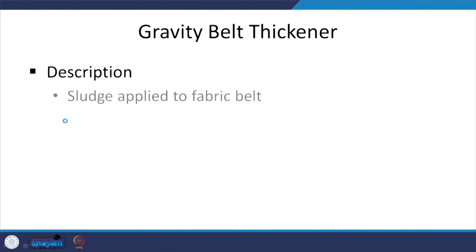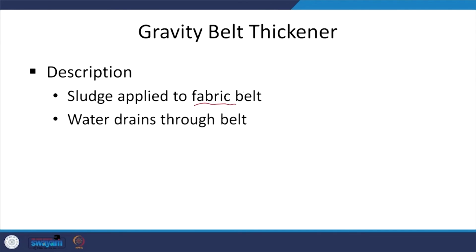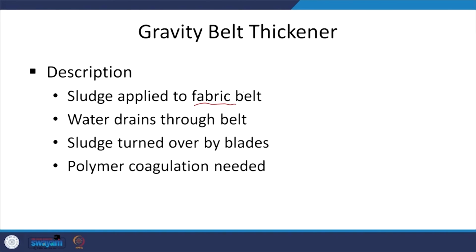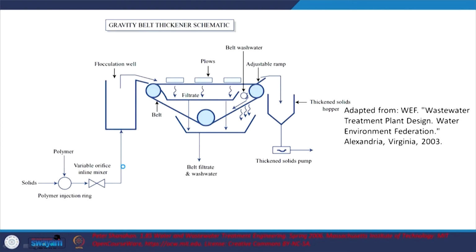So, what do we have? Sludge is applied to a fabric belt which will allow the water to flow through it. Water drains through the belt as I just mentioned, and sludge is turned over by blades. Depending upon the type of sludge, polymer coagulation will be needed. So, let us see what we have. Here I am adding the polymer, and here is the flocculation tank, I am going to have the flocculation, and then as this sludge moves here, I am going to have plows or sometimes rakes that will cleave the relevant sludge.